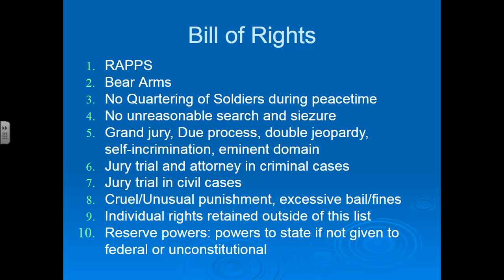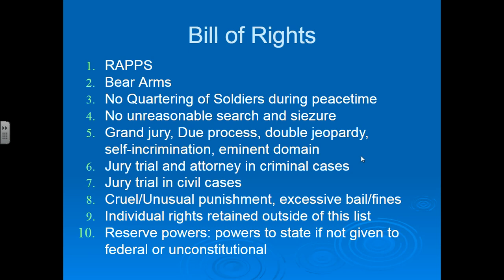Self-incrimination, so you're protected from having to testify against yourself in court. And the eminent domain clause at the end of the Fifth Amendment, which means that the government cannot take private property for public use without just compensation. So if they want to build a freeway where your house is, they have to pay you what a reasonable buyer would pay a reasonable seller in order to capture that property.